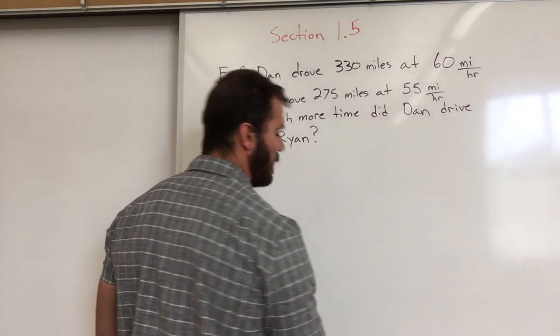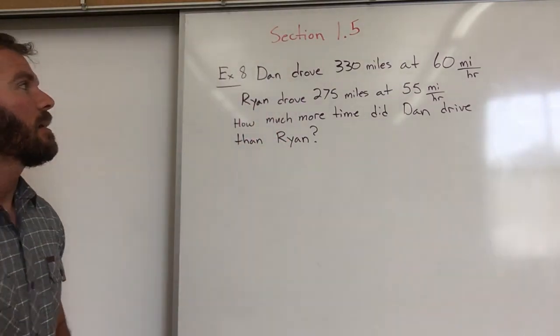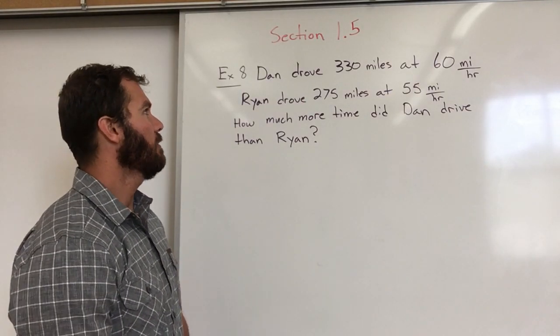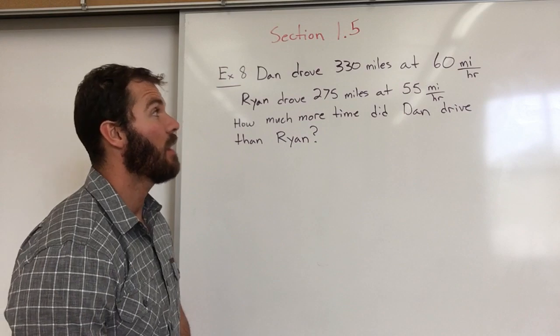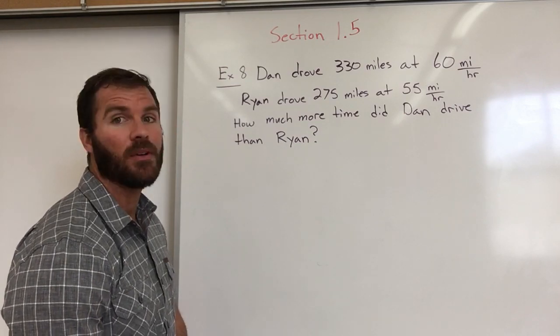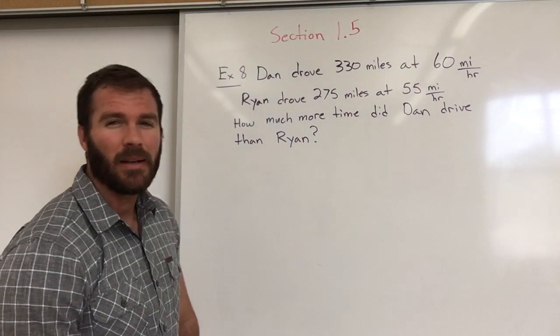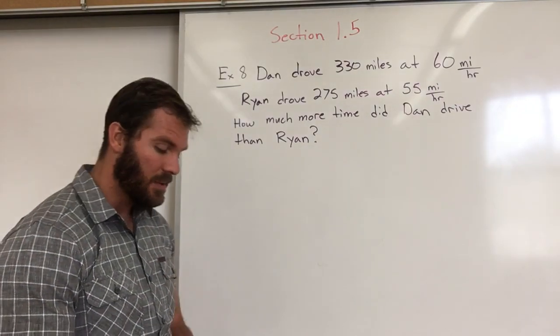Example 8 is kind of fun. Dan drove 330 miles at 60 miles per hour. Ryan drove 275 miles at 55 miles per hour. And how much more time did Dan drive than Ryan? So we're talking about distance and times and speeds.